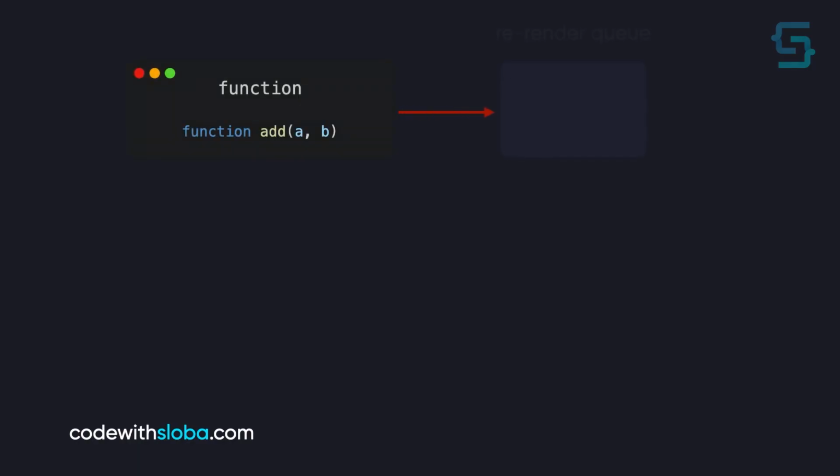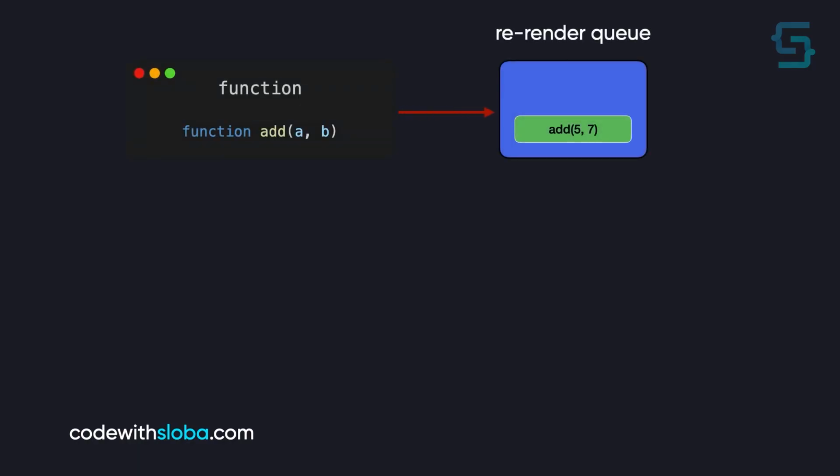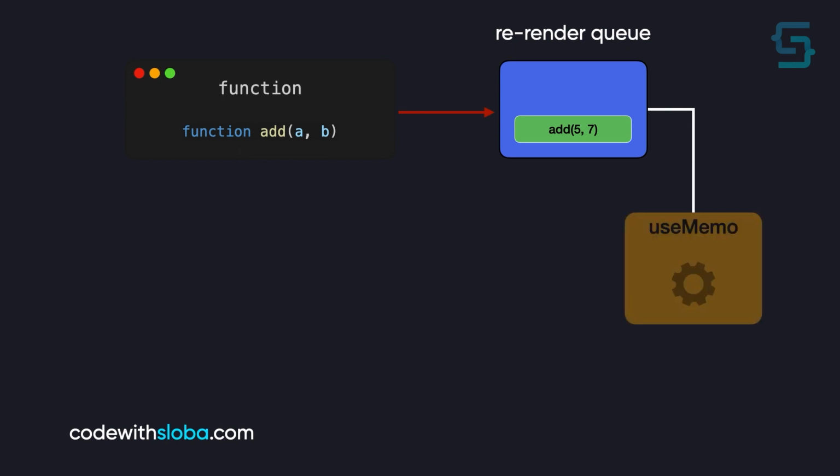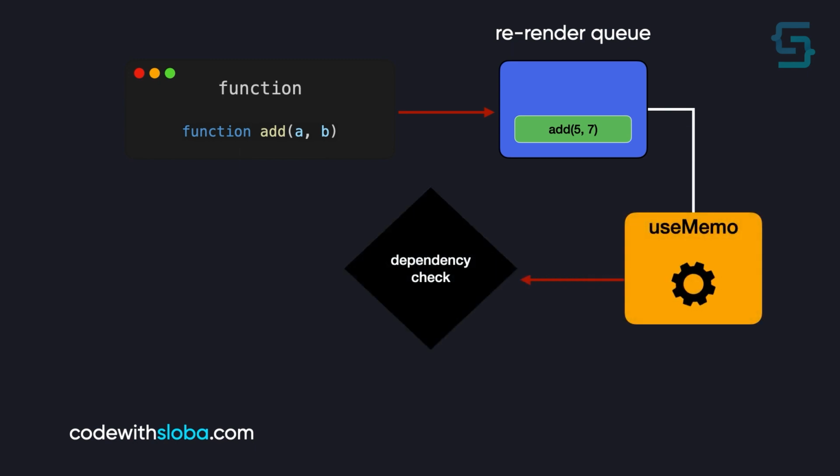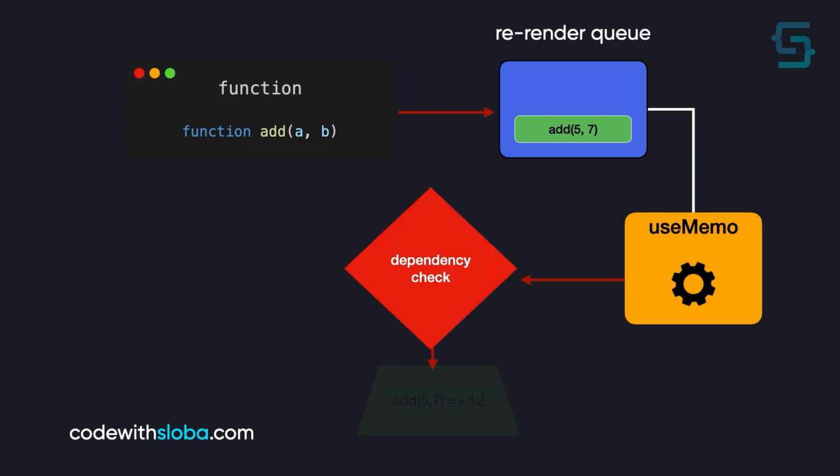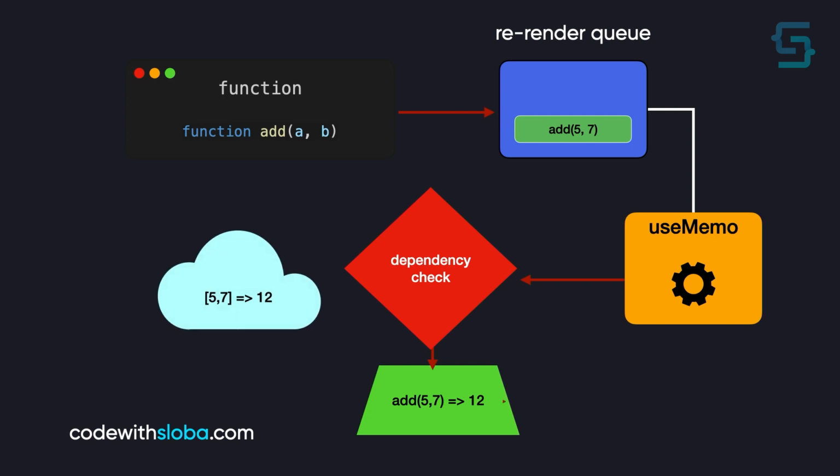So let's say you have a function in your component. Once re-rendering starts, you're calling that function using useMemo hook. Then useMemo hook is checking if dependencies are same as on previous rendering cycle. If they are not, it executes the function and it caches the results.